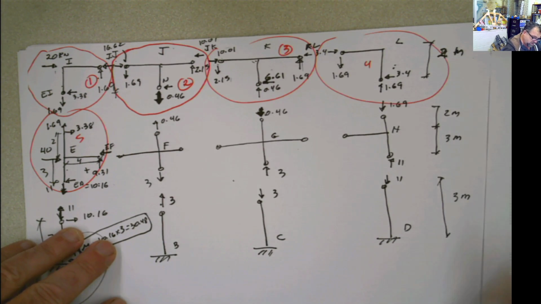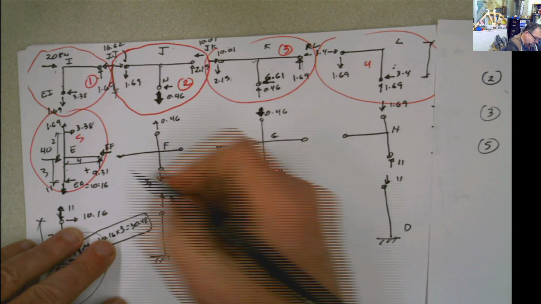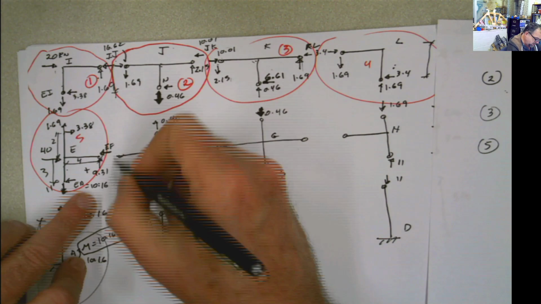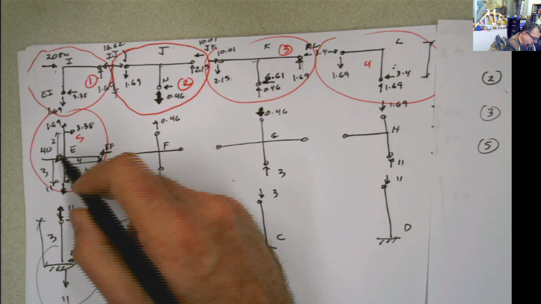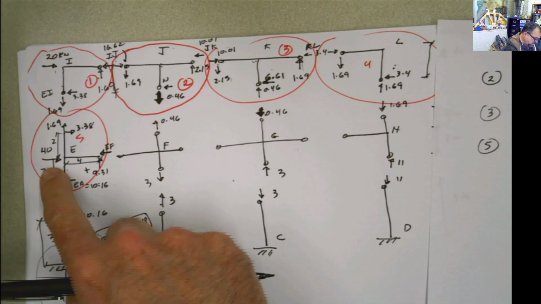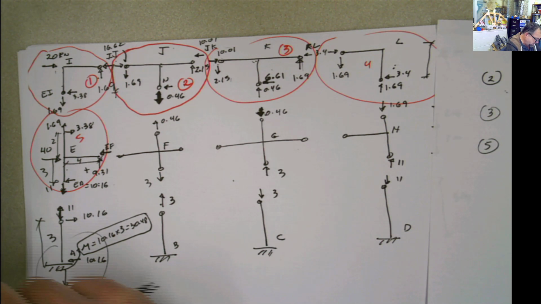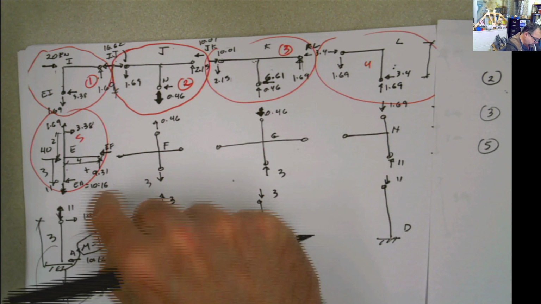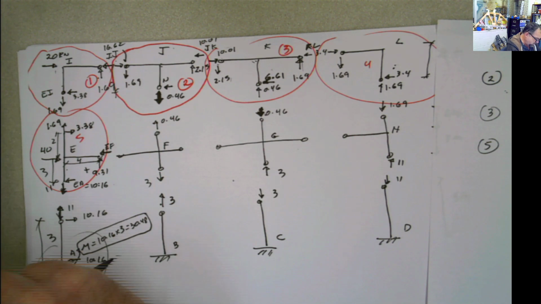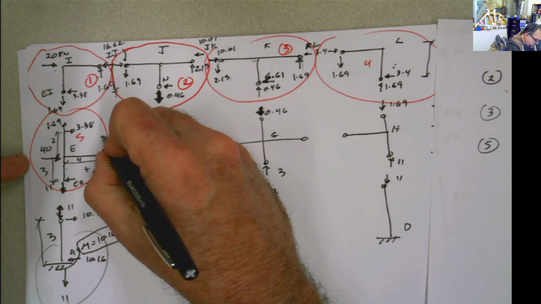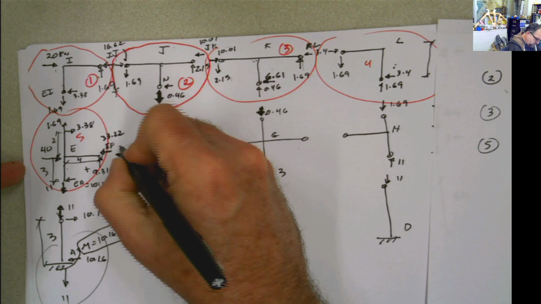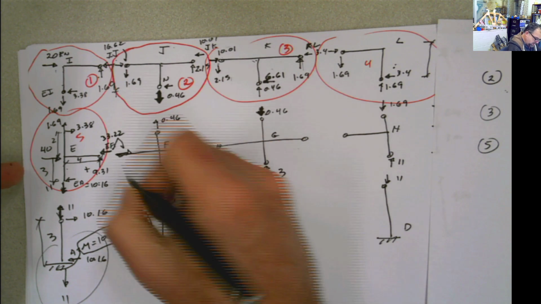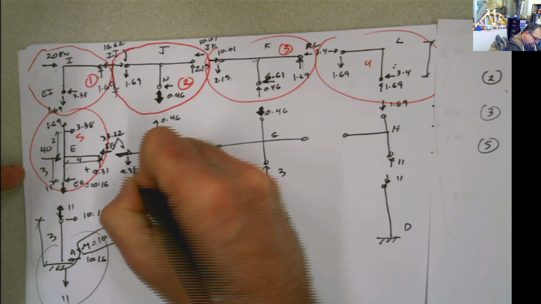Now we can keep moving. Now we're here, right? So I can calculate this EF by just doing summation of forces in X. 40 going in this way, 40 going in this way. So I have 40 minus 10.16, this 10.16, plus 3.38, and I'm going to get this value, which is 33.22.